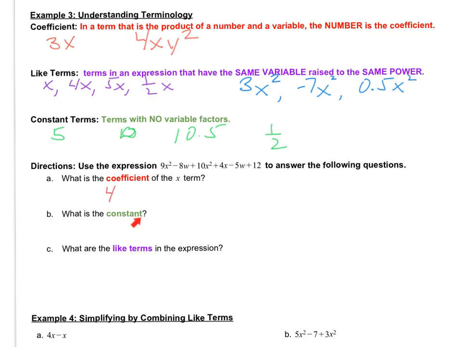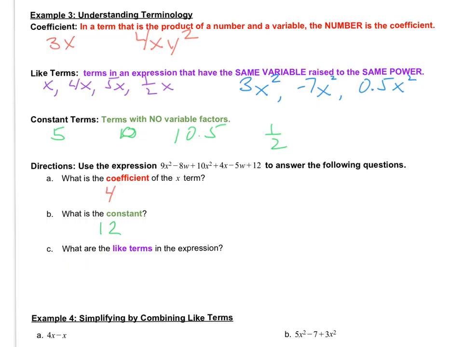In letter B, we want to know what is the constant. That means we're looking for the number with no variable attached. So as we look through our expression, the number with no variable attached is the last one. Again, take into account the sign and the number, which is 12. So our constant term here would be 12.